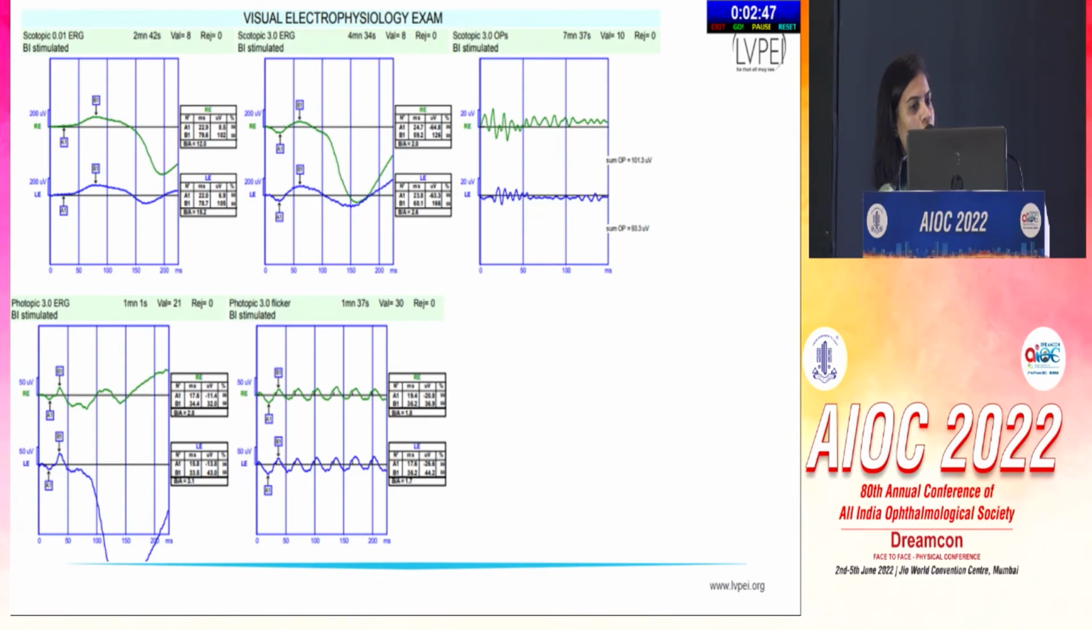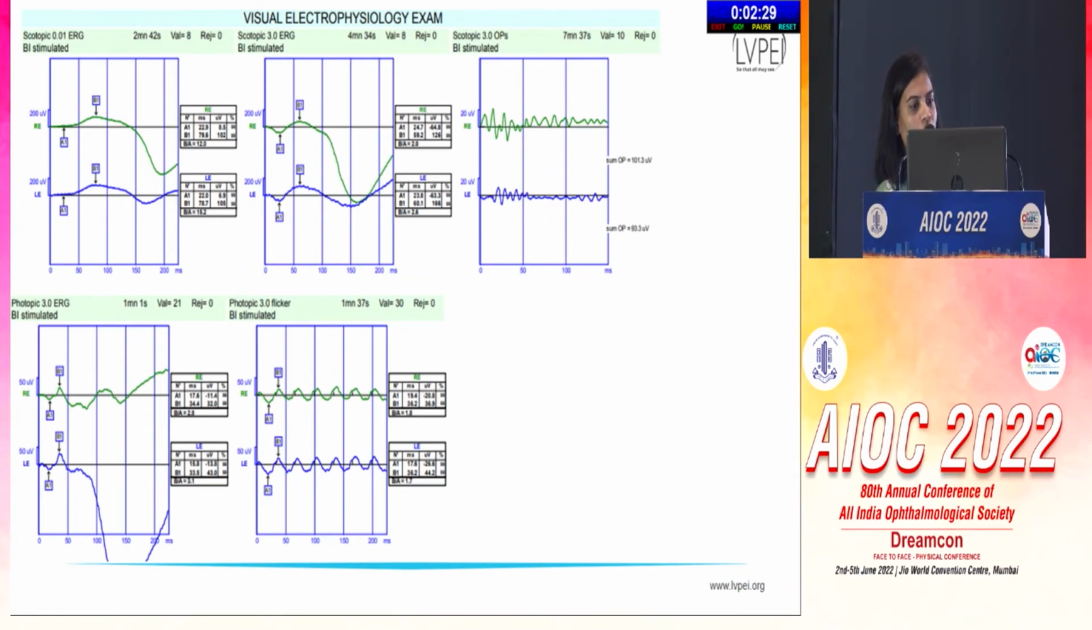That is, the amplitude of the B wave is reduced, and also the A wave. Oscillatory potentials are present. If you see the photopic 3 and photopic 3 flicker, as we were discussing in the previous session also, there is a similar looking of scotopic and photopic ERGs. So is it enhanced cone syndrome?